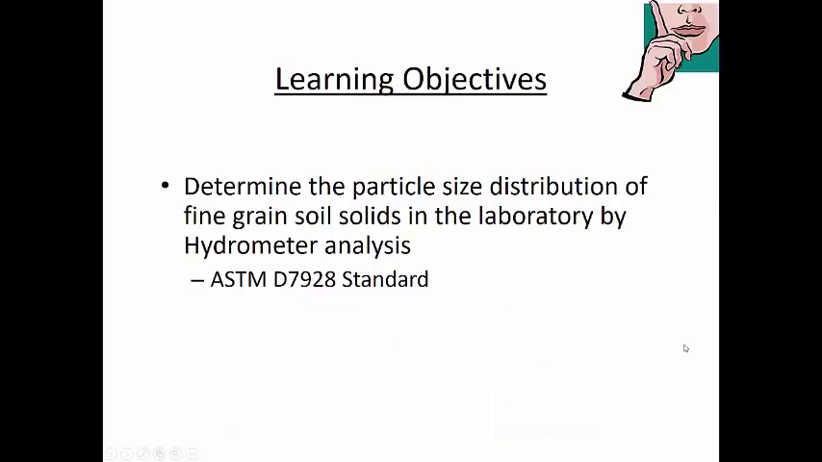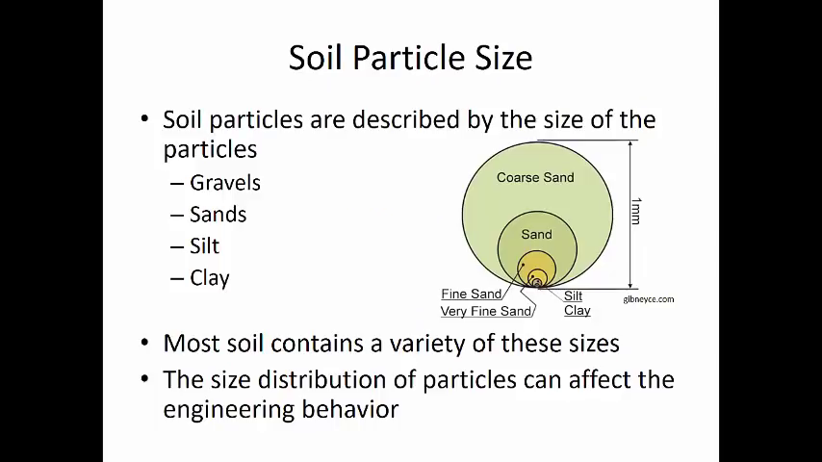We'll talk more about the procedure, but let's first talk about the concepts and background to this test. So the learning objective is simple. We're going to determine the particle size distribution of fine-grained soil solids by the hydrometer method. This is the ASTM procedure listed in your book, D422, but there is a newer standard, D7928, and that is basically the same thing. They've just separated it out.